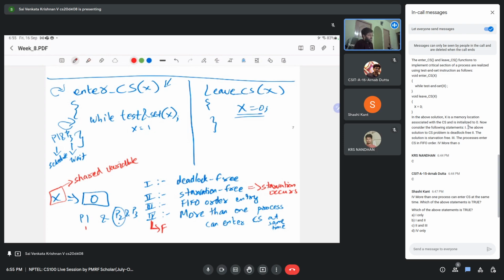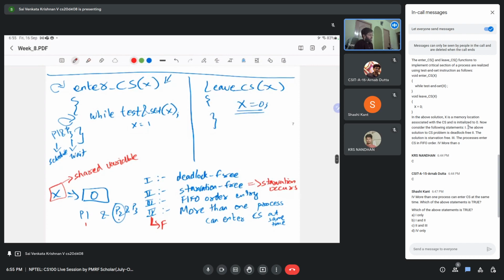You don't have any queue maintained anywhere which tells you that once P2 leaves the critical section, then P1 comes and then P3. There is no such condition, I guess. It's not given in the question. So the third option will be ruled out, right? Yeah, the third option is also ruled out.